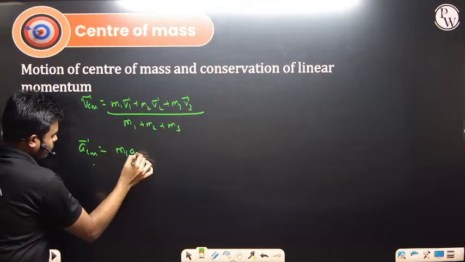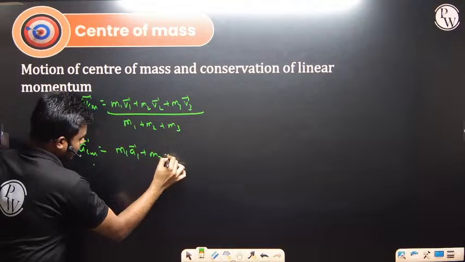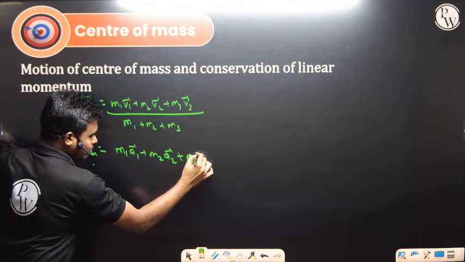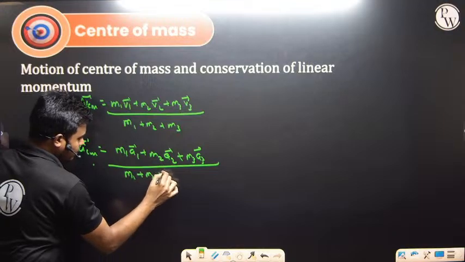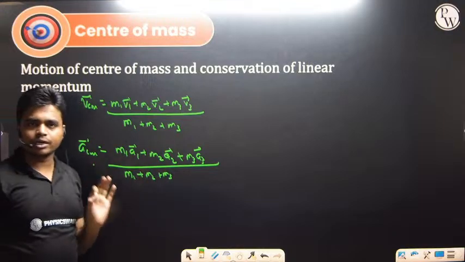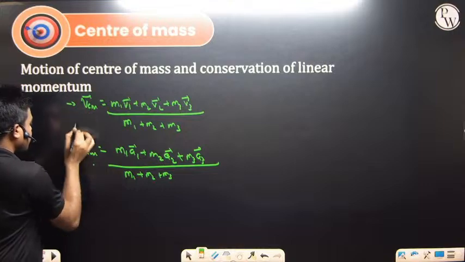That is m1a1 plus m2a2 plus m3a3 divided by m1 plus m2 plus m3. So this is acceleration of center of mass. This is the velocity of center of mass.